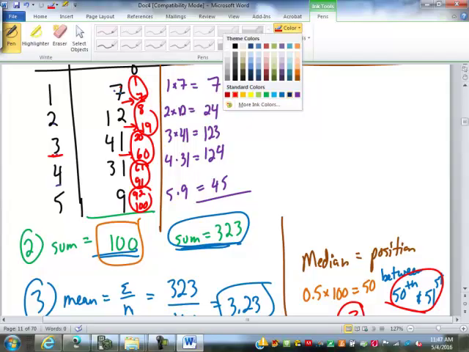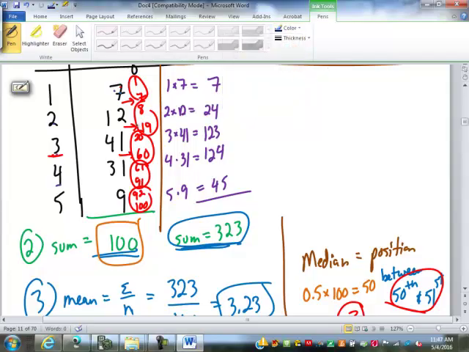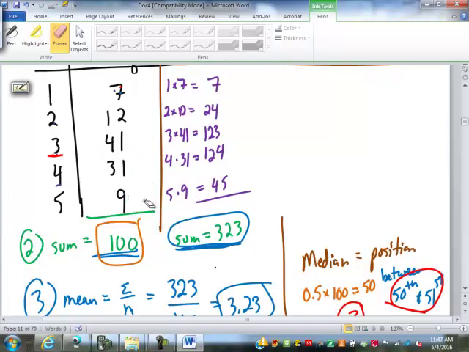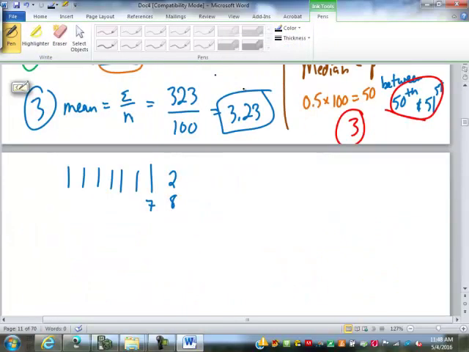For the mode, well, the mode's pretty easy from here. Mode is which one appears most often. The 3s appear 41 times, so the mode is 3. There's 41 3s. I'm going to erase a little bit of this mess just so I can go back now. Range is pretty simple. Largest number is a 5, smallest number is a 1. So the range is simply 5 minus 1, or 4, the range of 4.